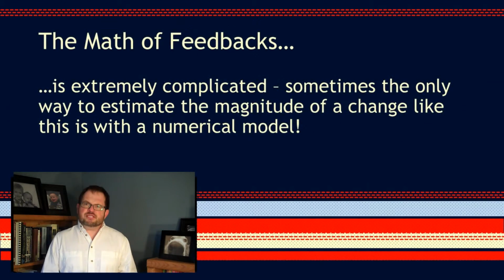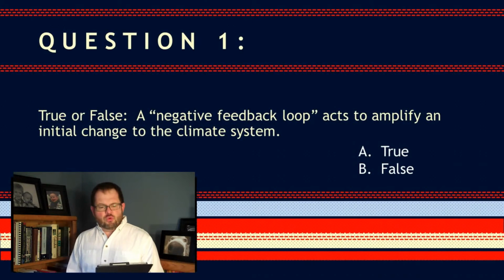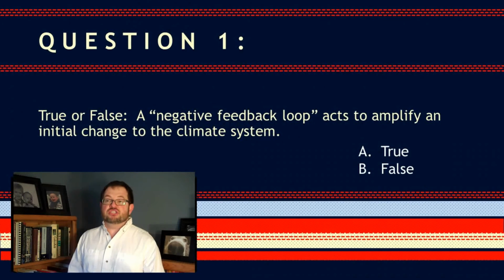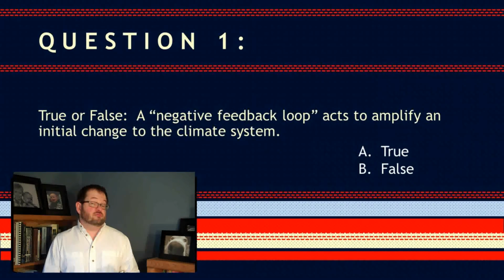Now, before we move forward with this lecture, I want to ask a couple of quick questions to make sure we understand what's going on. Question 1, true or false? A negative feedback loop acts to amplify initial change to the climate system. Is that true or false? Choose one of those two answers and get a little feedback before you move on to question 2.